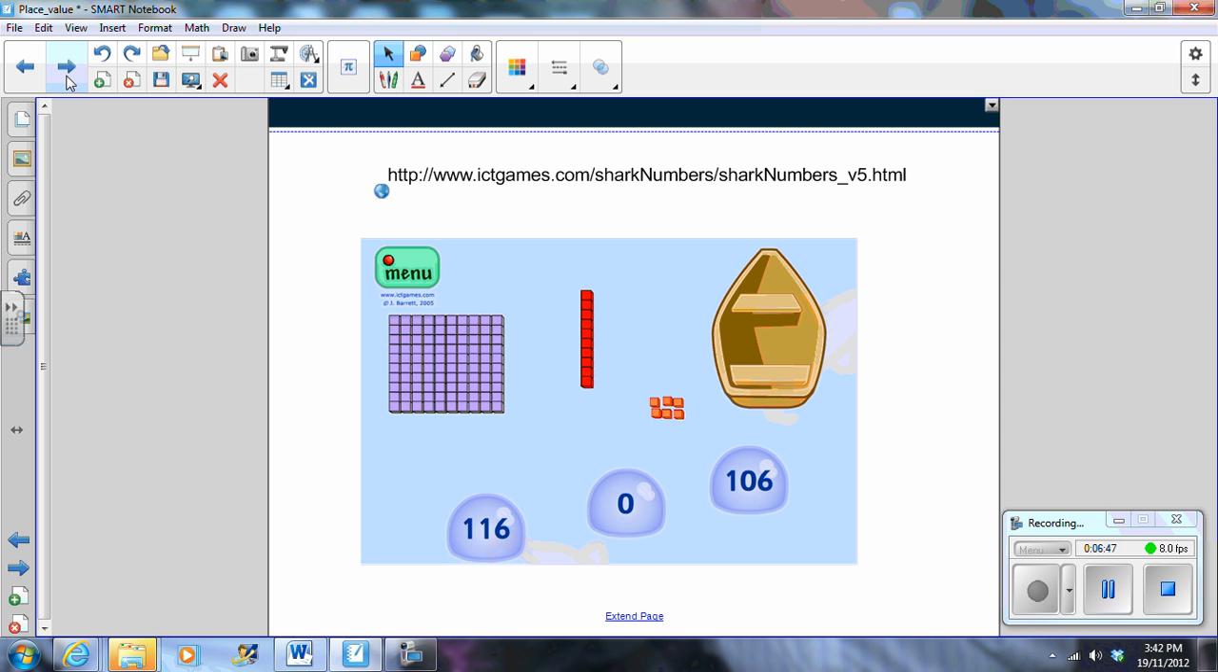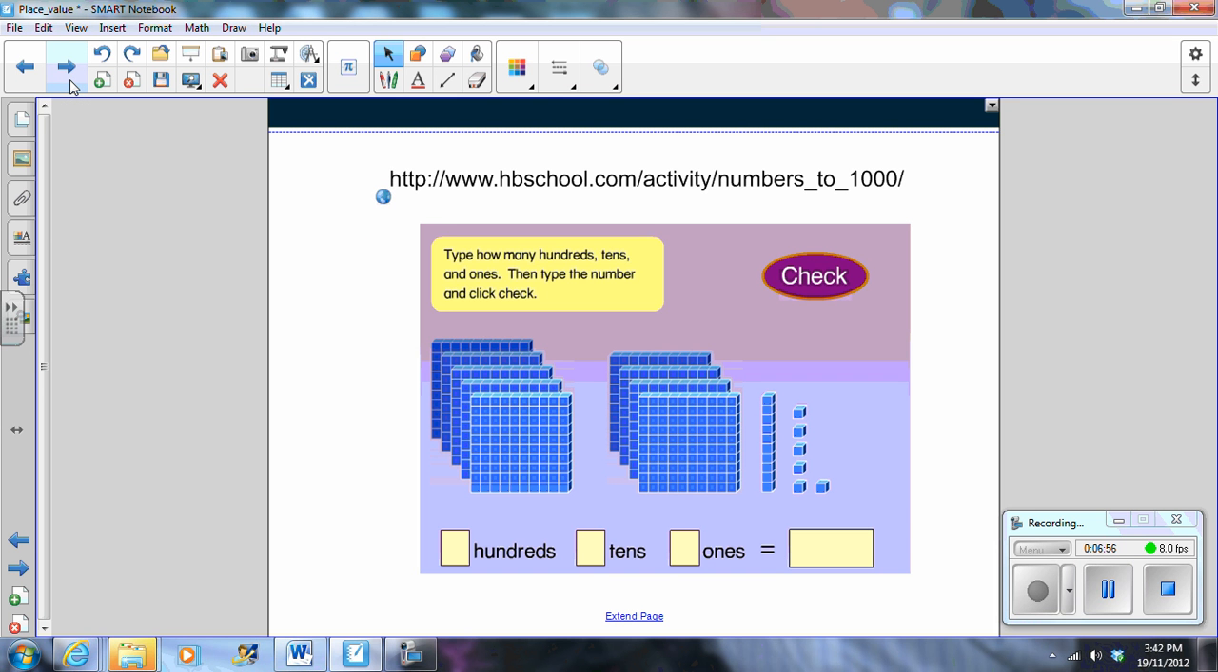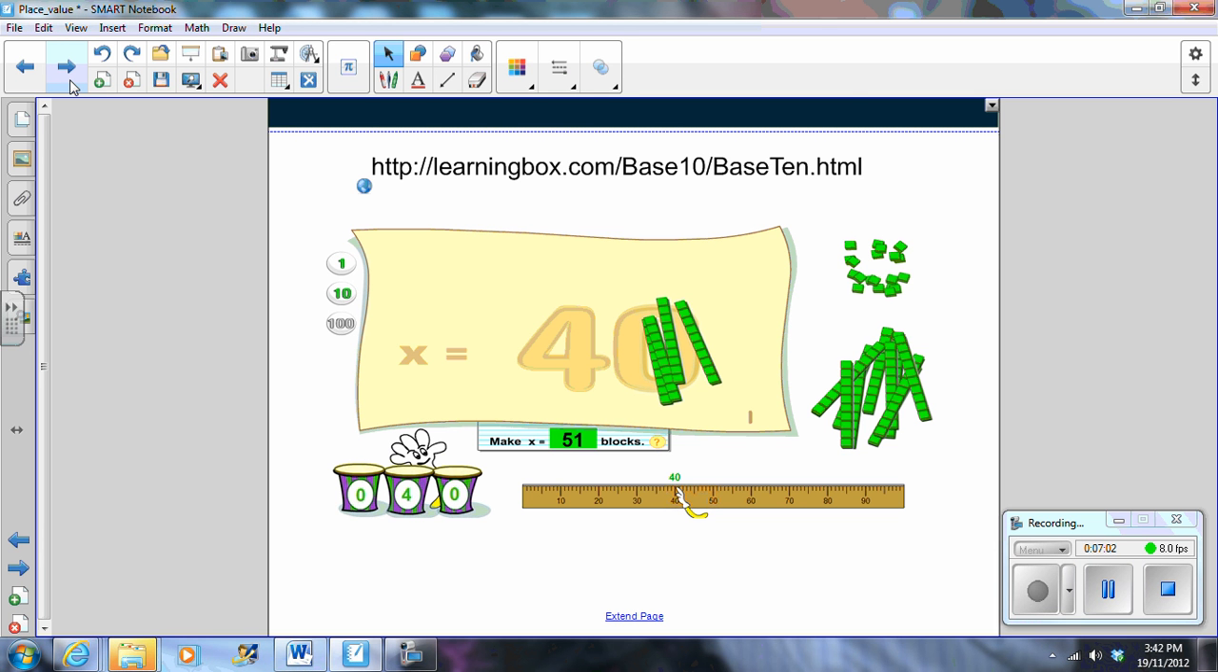On the class wiki, I've also uploaded this website. This one here is great. You can practice your place value. Here is another activity. When you click on the link, the image will be familiar. This one here is great as well because it has some nice background bongo music.